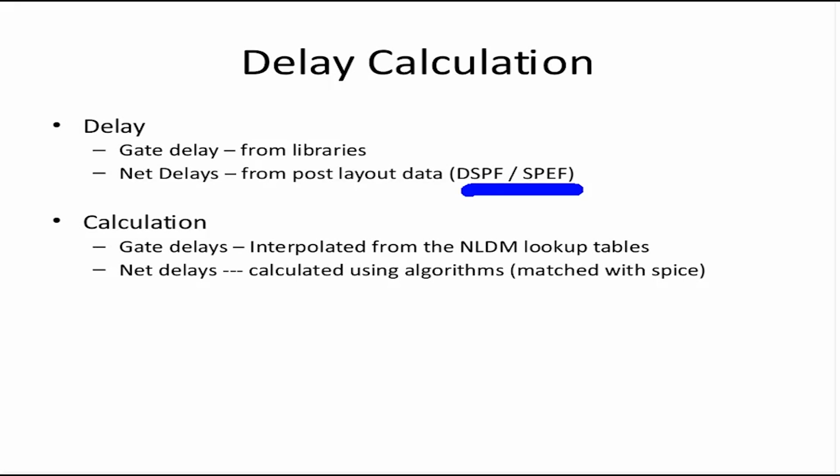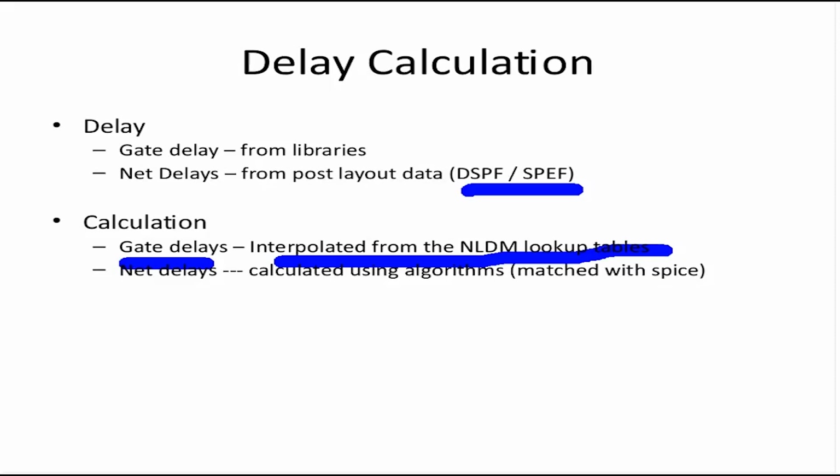Delay calculation. Gate delay is interpolated from the non-linear delay model lookup table. We saw that in unit 3. Net delays, if they are wire load models, are estimated. When we feed in the actual net delays by putting in SPEF and DSPF, they are calculated. So SPEF and DSPF do not contain delays. They contain the R and C information, the resistance and capacitance of each and every net.